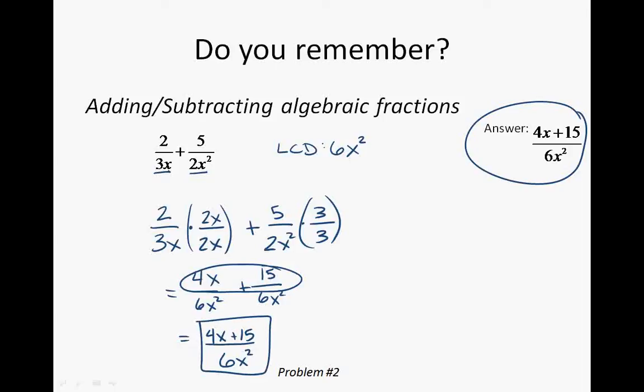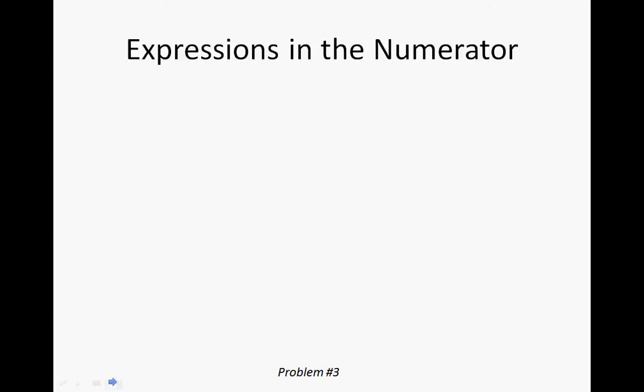Okay, there are no common factors that I could have factored out and then canceled, so I'm done. 4x plus 15 over 6x squared. You really need to be good at simplifying algebraic fractions, because you're going to see problems coming up where after you add or subtract the algebraic fractions, you may need to take it a step further and simplify. So let's move on.